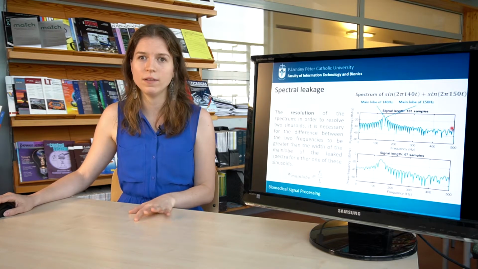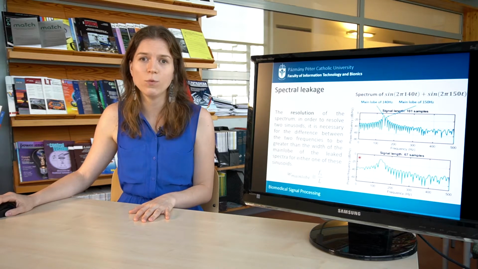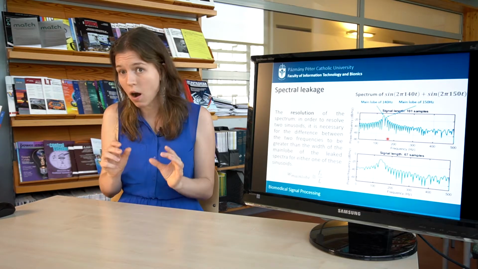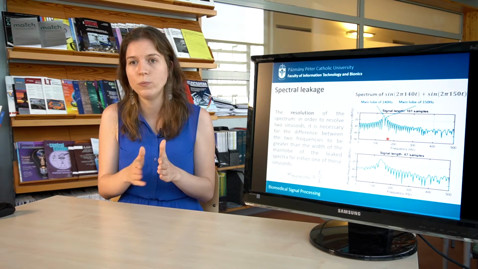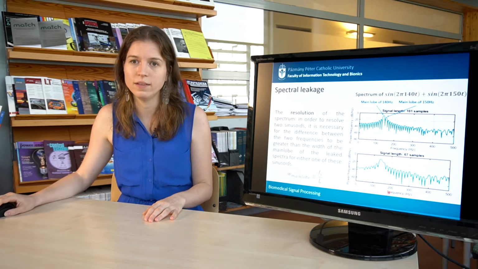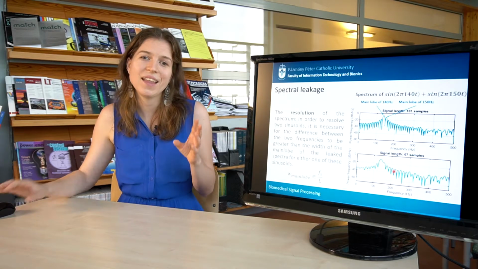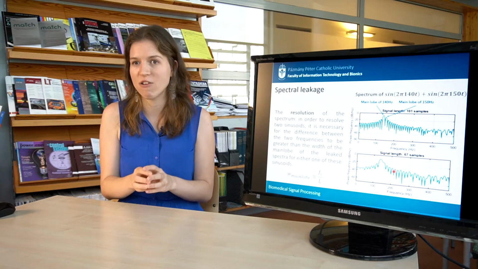In the first diagram, you have 101 samples, and in the second one, you have 67 samples. In the first one, you can see that the two frequencies at 140 and 150 are apart from each other. You can say that this is present and this is present too. But in the second case, when you have only 67 samples of recording, they are merged together. You cannot really tell them apart.